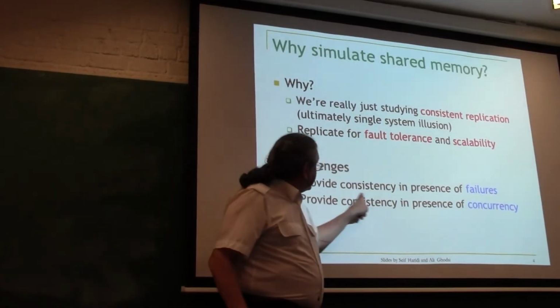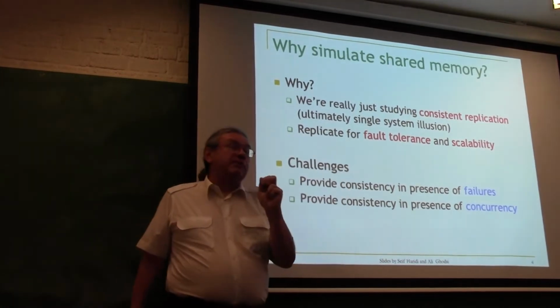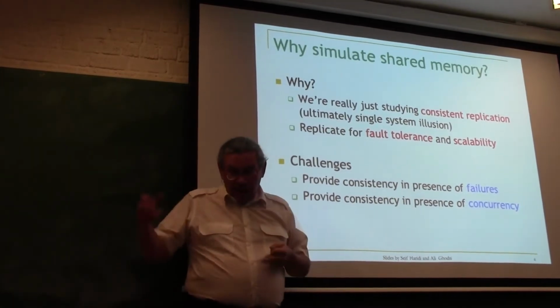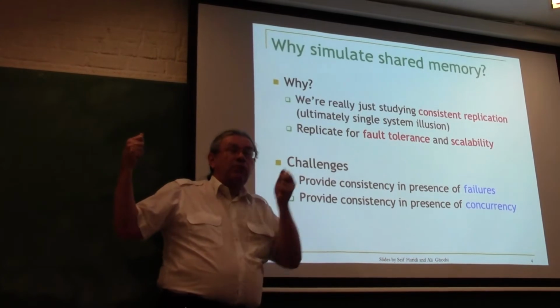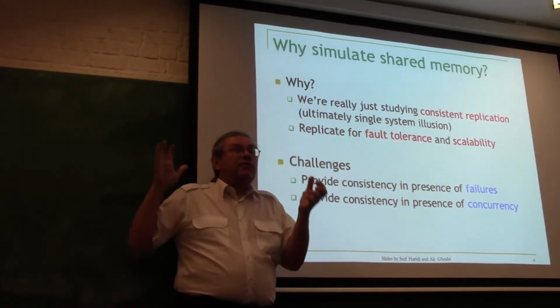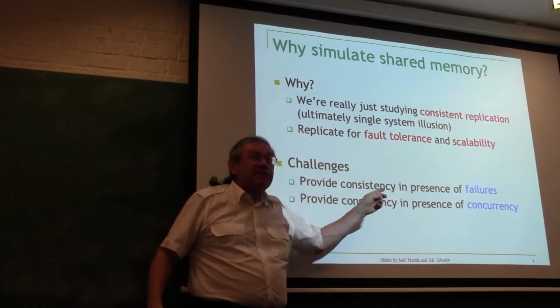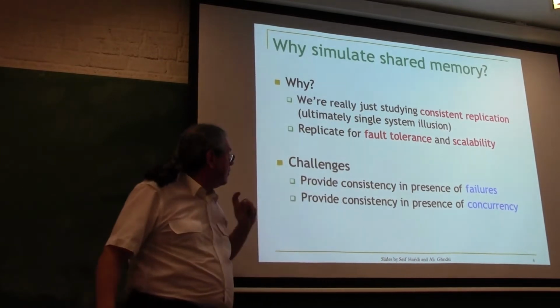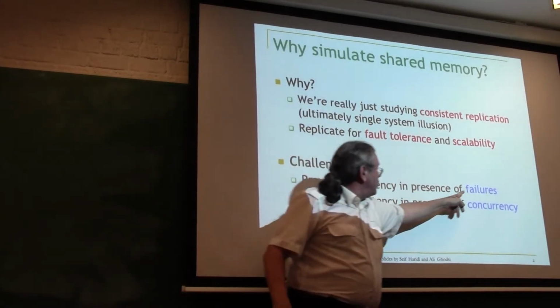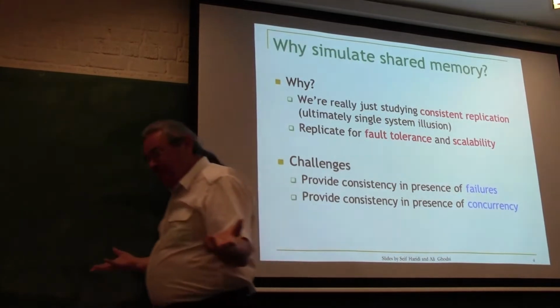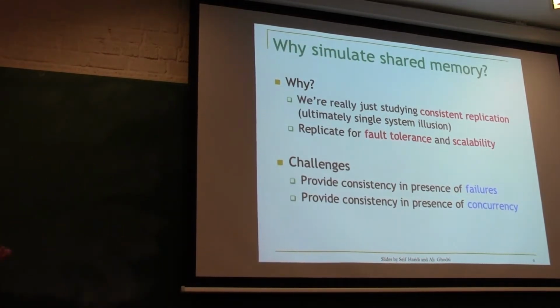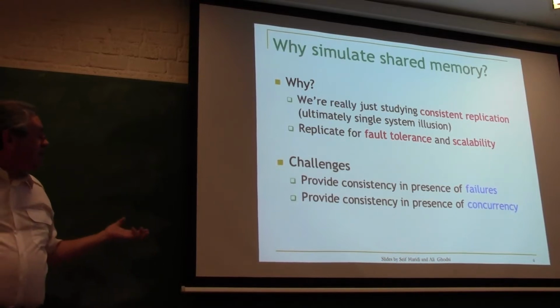So we want consistency. Consistency means that when you write something and then you read, you read what you have written. That's the intuition. We can make precise definitions of it, which we will do. And you can have failures and you can have concurrency, the usual distributed system.